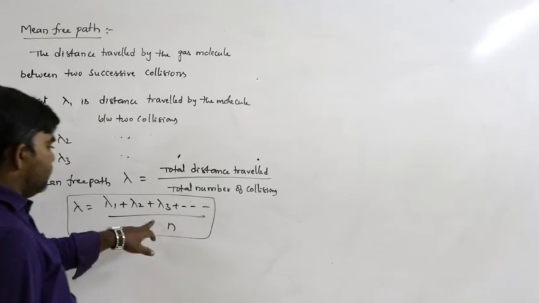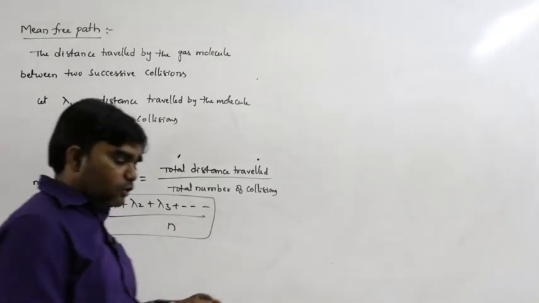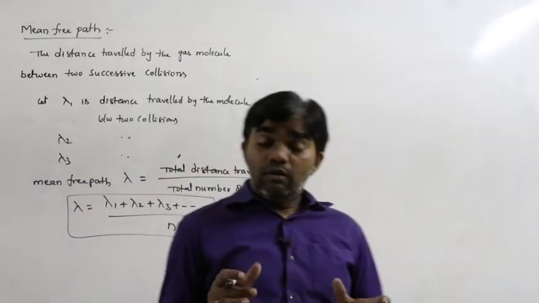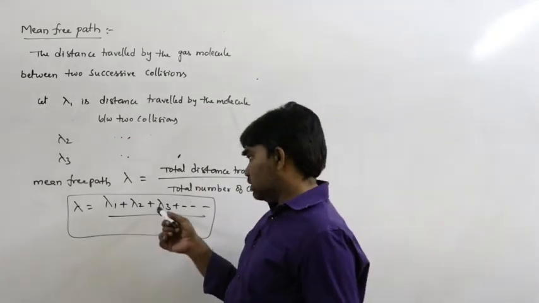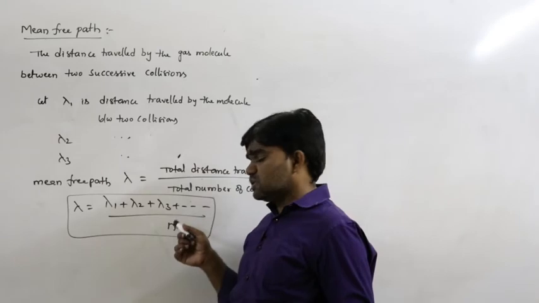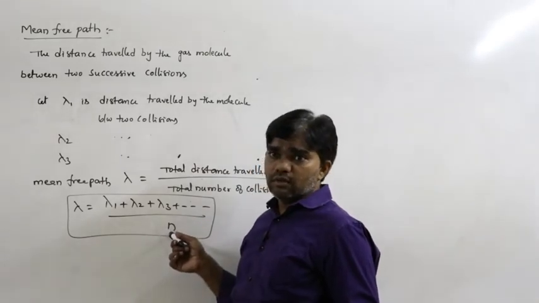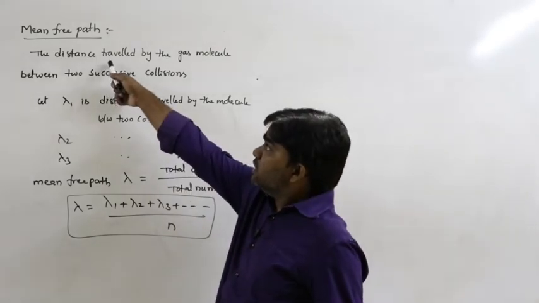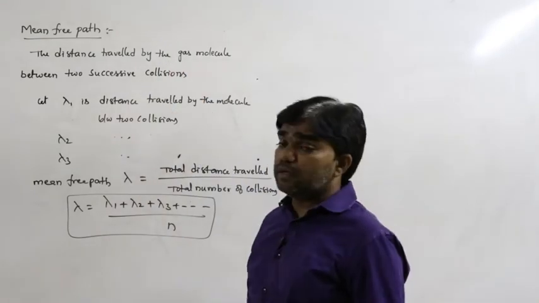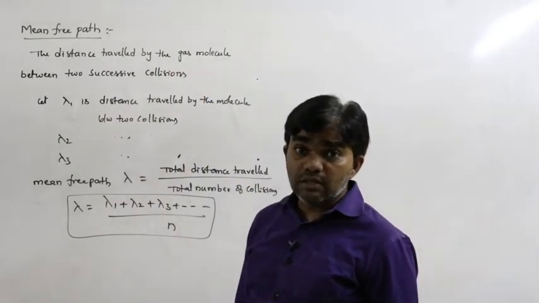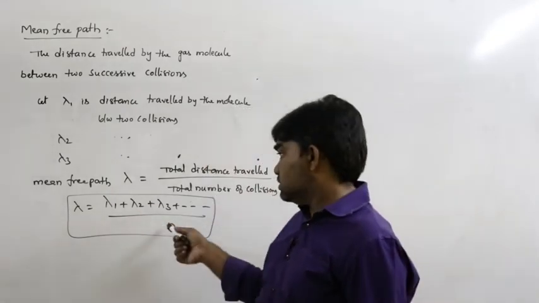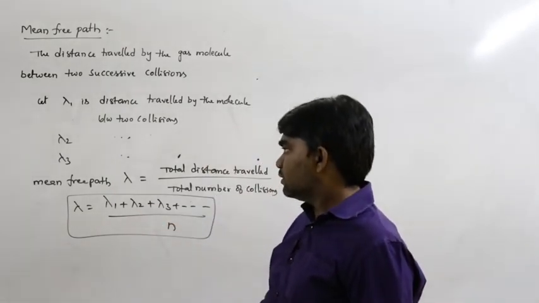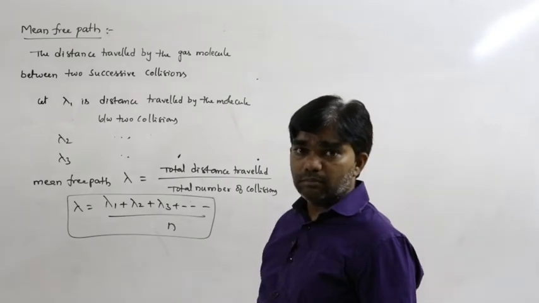Total distance travelled divided by total number of collisions as one molecule moves in different directions. So lambda can be written as total distance travelled by total number of collisions, or also given as the distance travelled by the gas molecules between two successive collisions. So this is the mean free path.